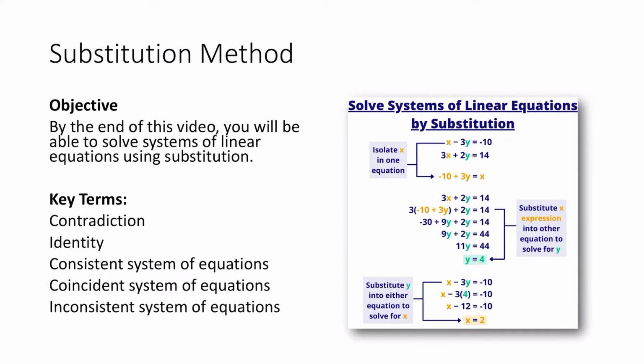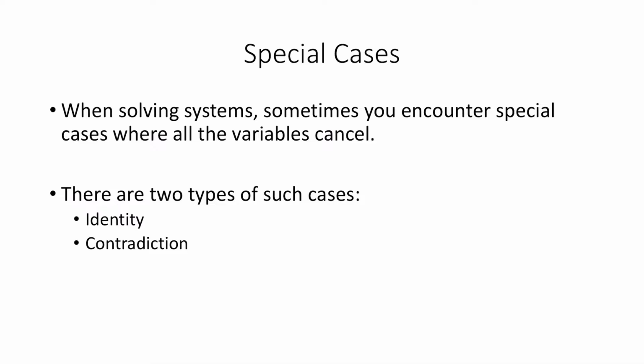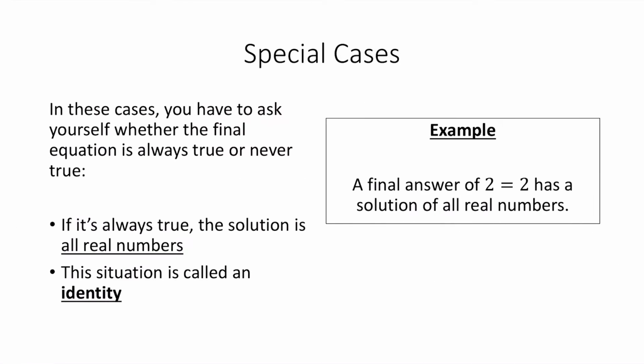So in this video, we're going to continue talking about substitution, but we're going to talk about special cases where contradictions are identities. So special cases happen when you solve systems, and sometimes you'll encounter situations where all of the variables cancel. So there are two types of such cases, identities or contradictions.